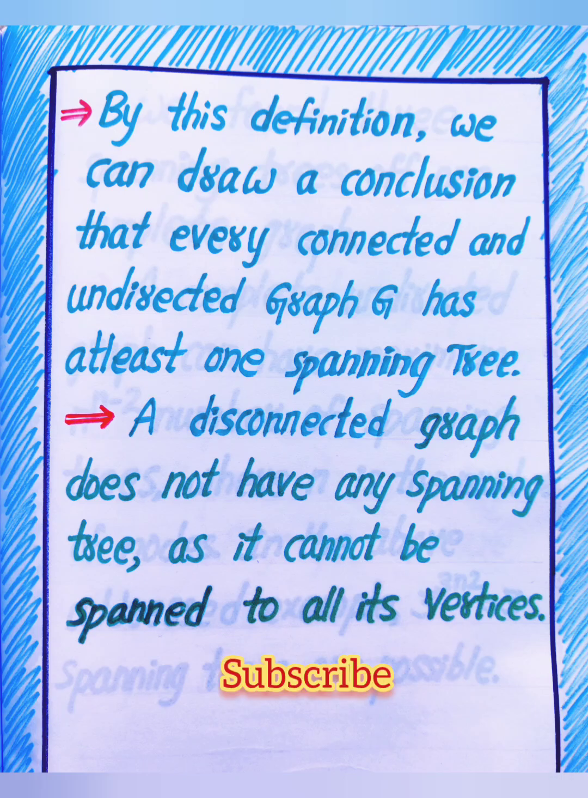By this definition, we can draw a conclusion that every connected and undirected graph G has at least one spanning tree. A disconnected graph does not have any spanning tree as it cannot be spanned to all its vertices.